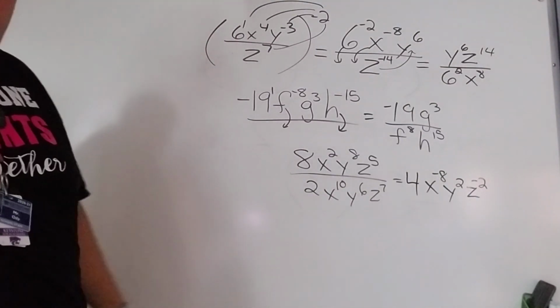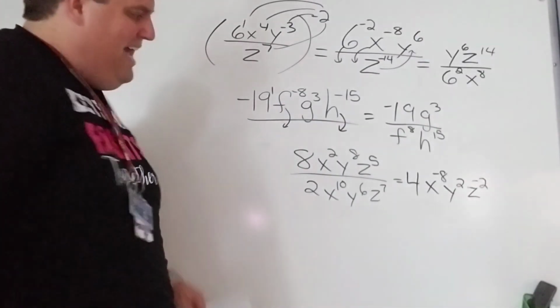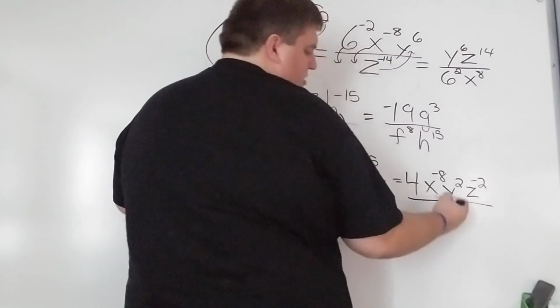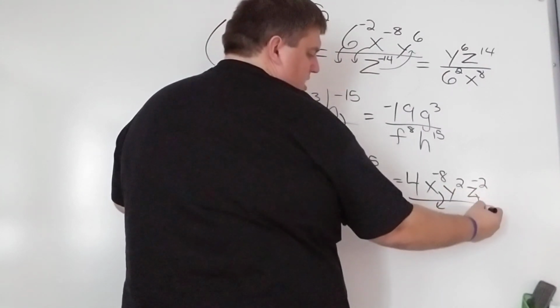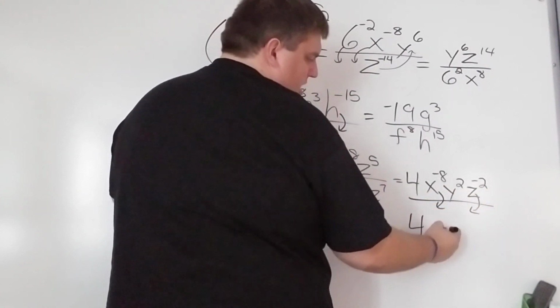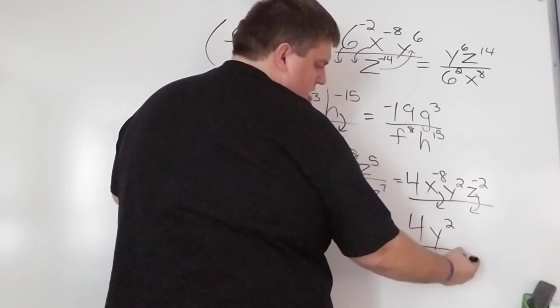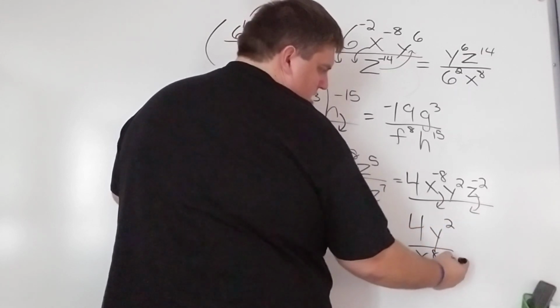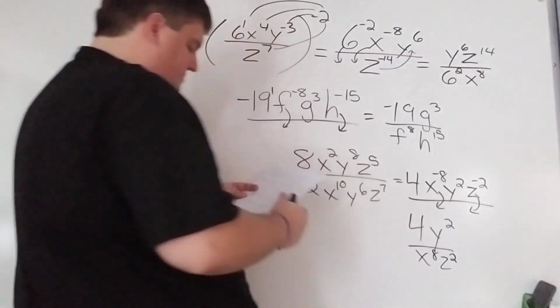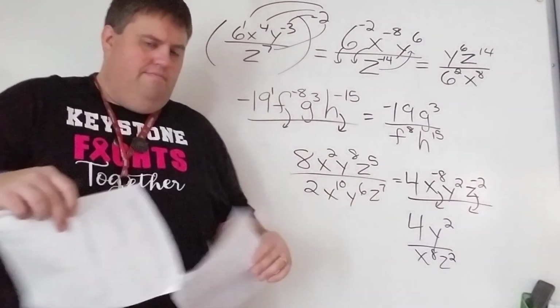And then you can probably see that we have some negative exponents again we gotta fix. So the 4 and the Y are okay, X needs to move to the bottom, Z needs to move to the bottom. So our final answer is 4Y squared over X to the 8th, Z to the 2nd. All right, 1 page down.